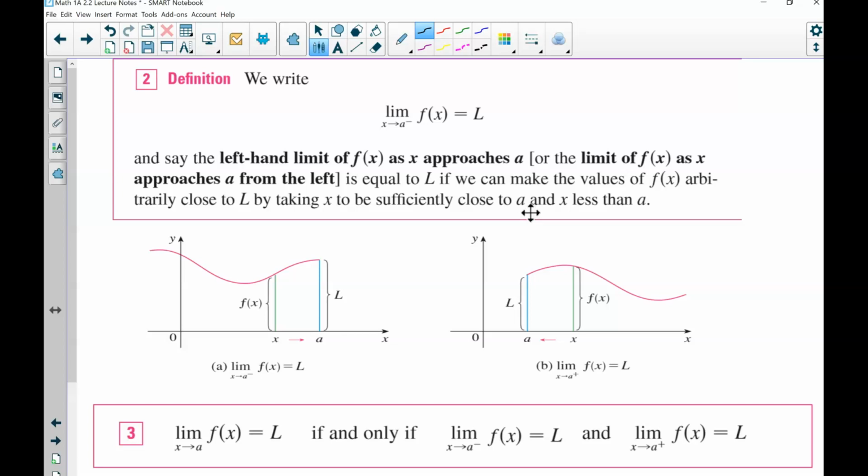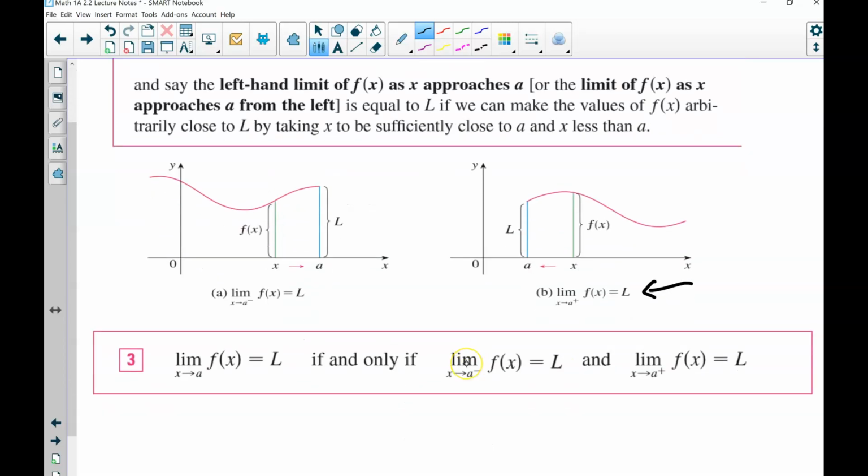Now, similarly, if we require that x be greater than a, then we would get the right-hand limit of f of x as x approaches a is equal to L. And then how would we write that? Well, we would write that down here like the following. We would say that the limit as x approaches a from the right of f of x is equal to L. So you can see what's happening with these two graphs. Again, as x approaches a, the function from the left is equal to L, and over here, f of x approaching a from the right is equal to L.